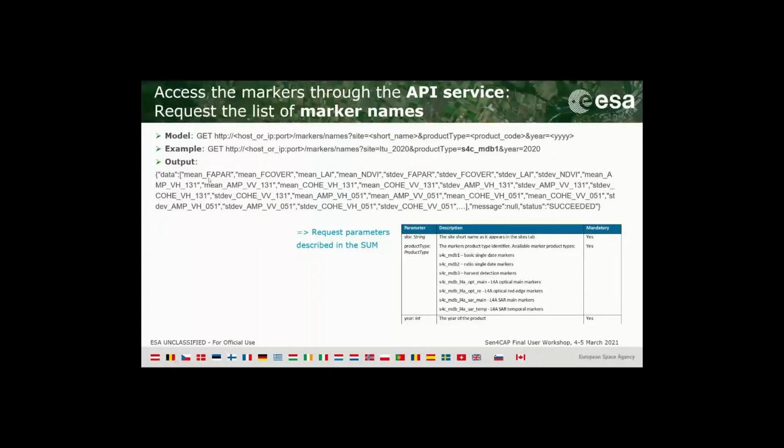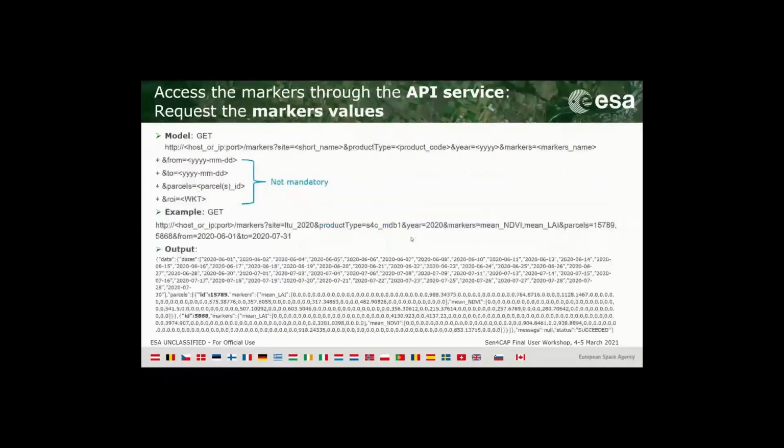It contains the names of the different markers. You can see here the different biophysical indicators, the mean and the standard deviation, and then the amplitude and the coherence, which are separated by polarization and by orbit. Everything is also explained in the SUM. So this is for the marker names, and then you can request the marker values.